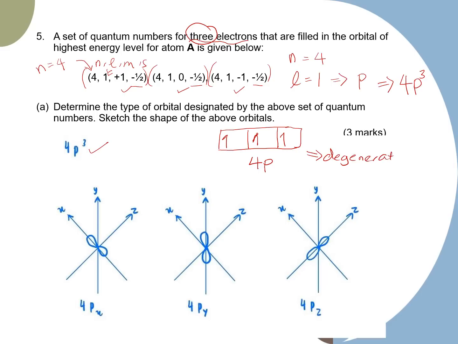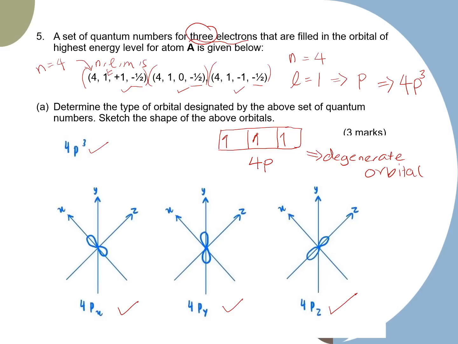Degenerate orbital. The electrons must be arranged singly, with the same spin, before they are paired. That's why we have 1 electron in each box of 4p. So there are 3 boxes with electrons, meaning you have to draw 3 shapes of p. So it is 4px, 4py, and 4pz.